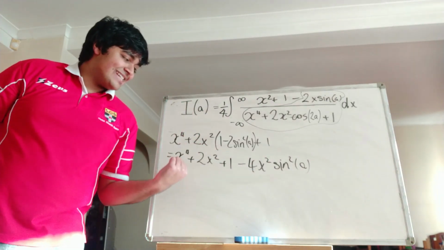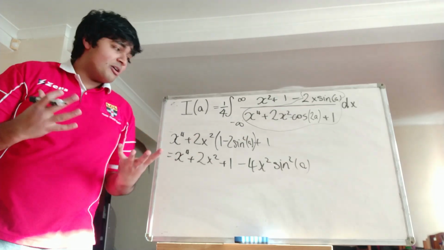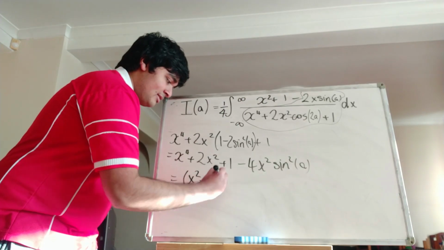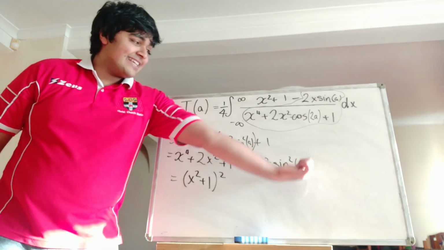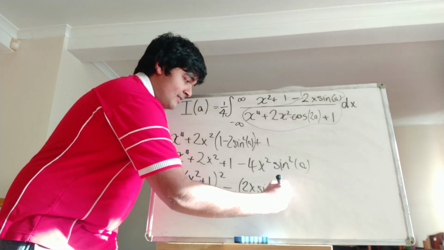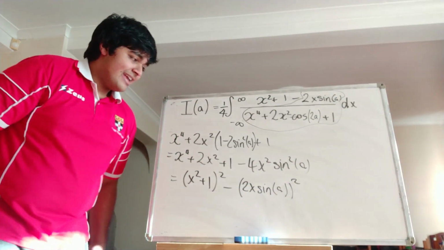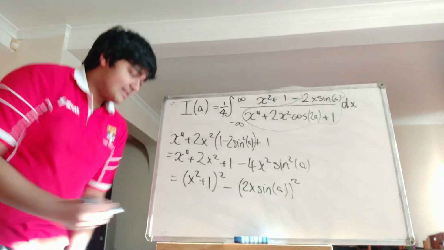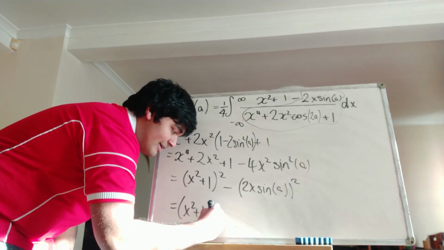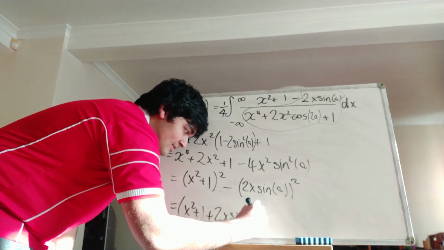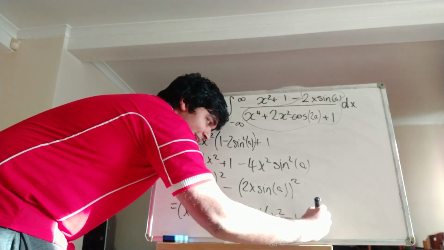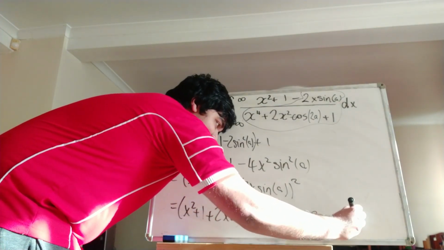But now this thing here, x to the 4 plus 2x squared plus 1, that's a perfect square. This thing here is just x squared plus 1 all squared. Lovely. And this thing here is also a perfect square. It's 2x sine a all squared. Okay, and now we've got the difference of two squares. So this is precisely x squared plus 1 plus 2x sine a, and then x squared plus 1 minus 2x sine a.